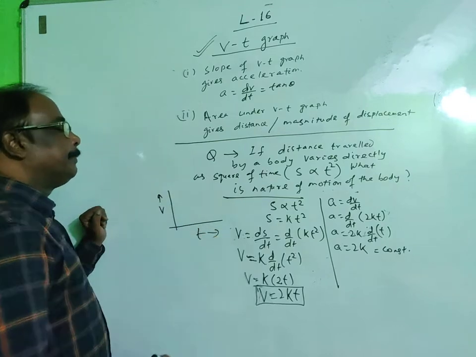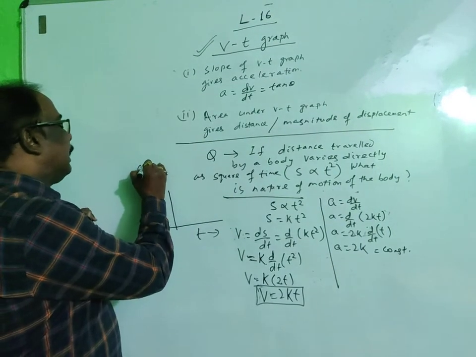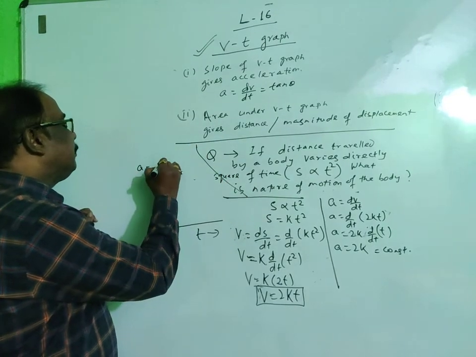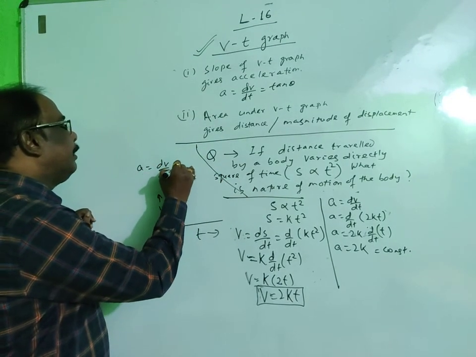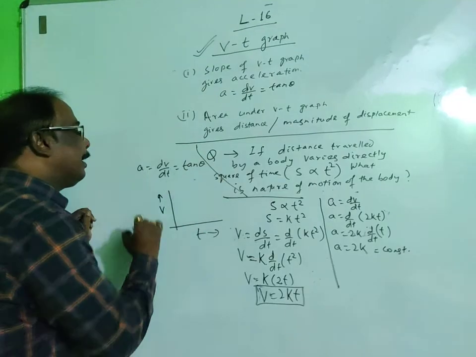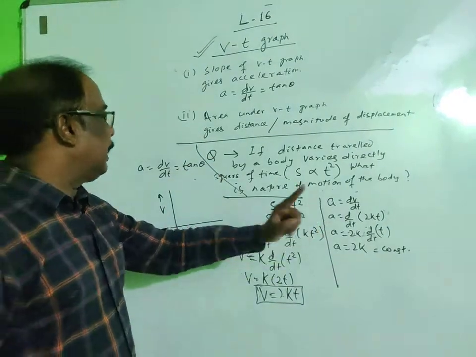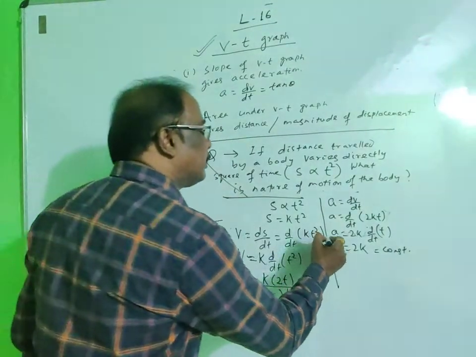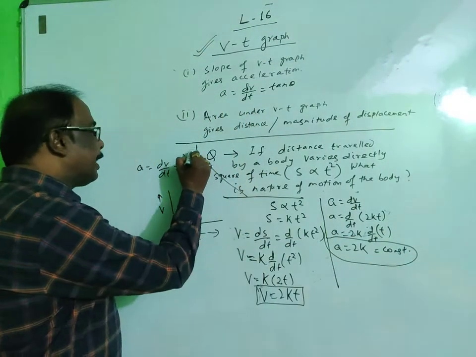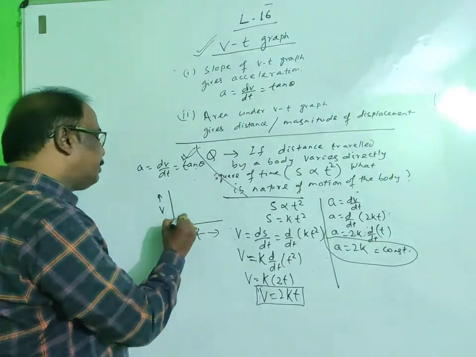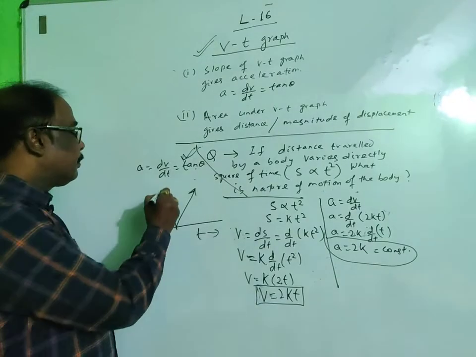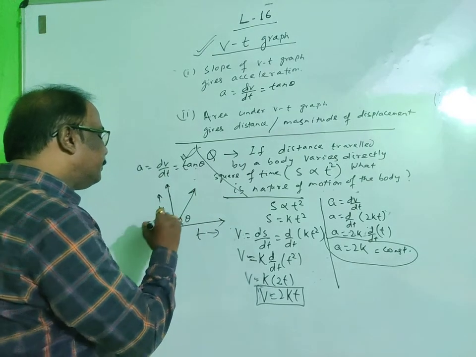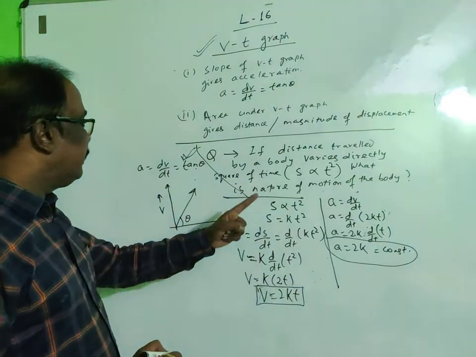Vt graph. See, acceleration is equal to dv by dt, which is equal to the slope of the graph, tan theta. Here acceleration is constant, which means tan theta is constant, which means theta is constant. So the graph is a straight line which makes a constant angle with the time axis.